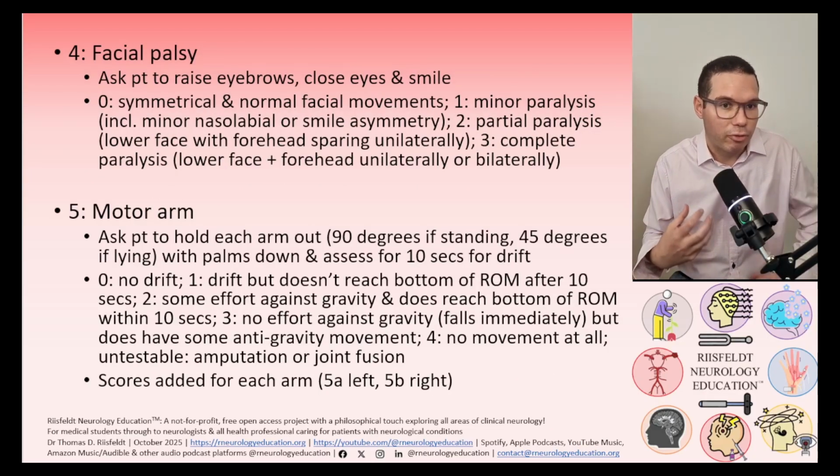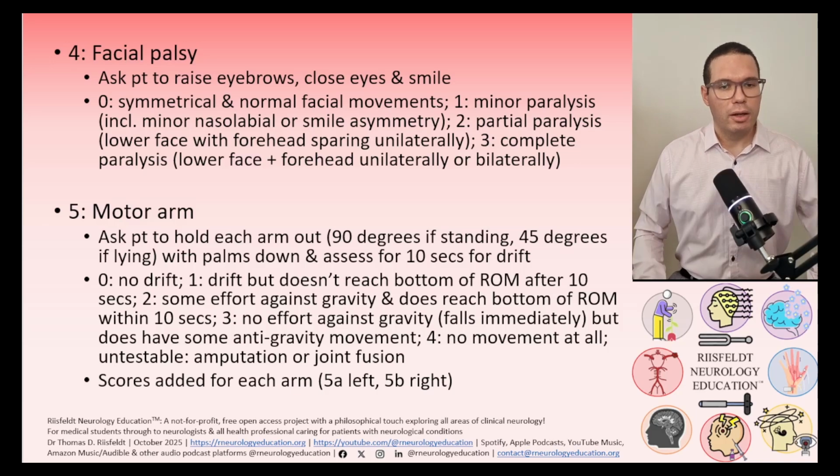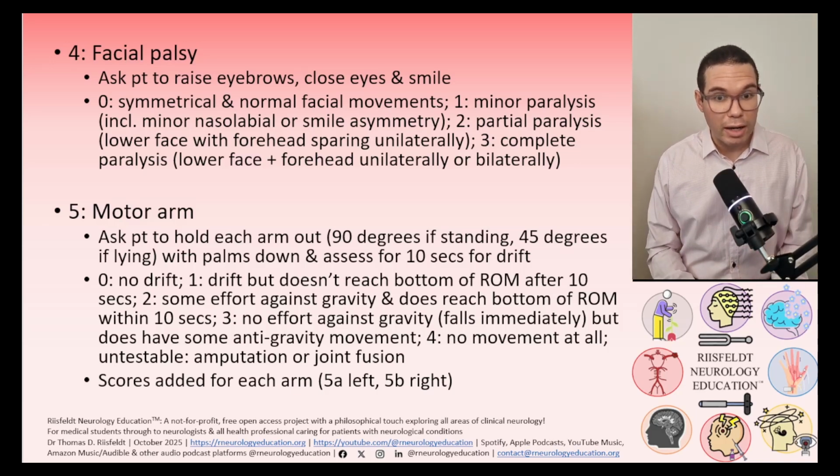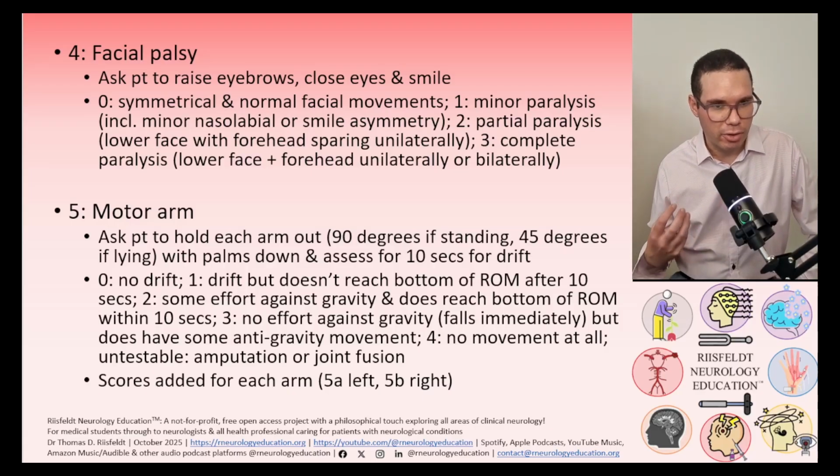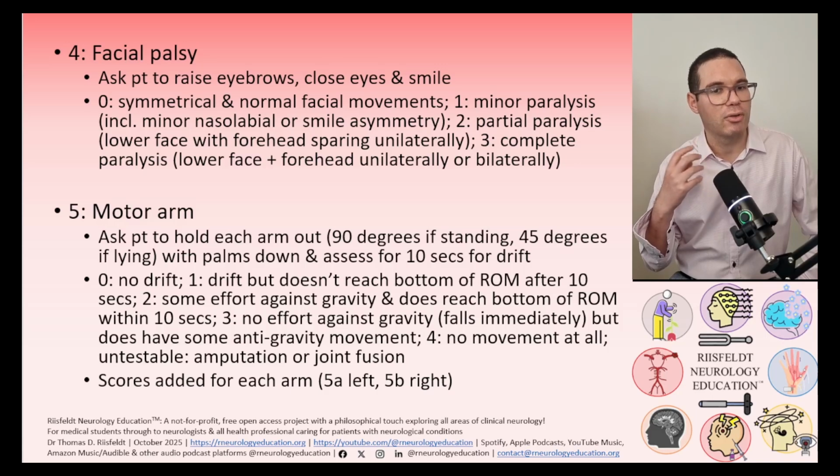The next item is item number 4, which is facial palsy. So to examine this, you ask the patient to raise their eyebrows, close their eyes nice and tight, and then give you a smile. Maybe you can ask the patient to show you their teeth as well, like this, big smile. And this is also scored from 0 to 3. So 0 is if the patient has symmetrical and normal facial movements bilaterally. 1 is if there is minor paralysis of the lower face.